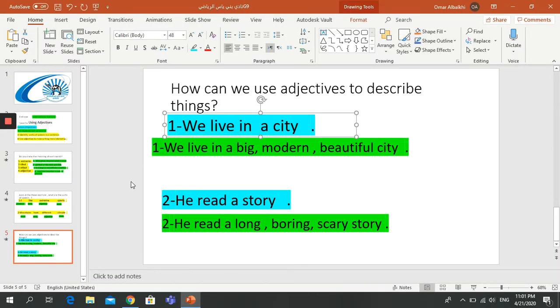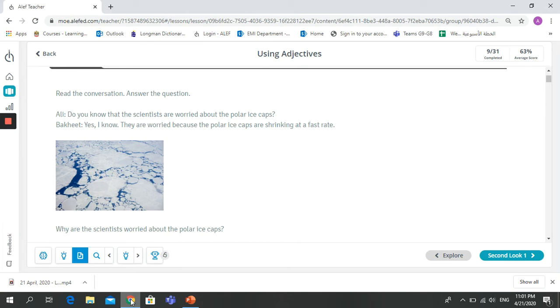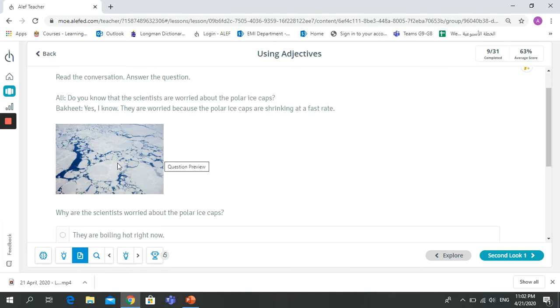Now let's do more exercises discussing the idea of adjectives. Okay. Question number one. Read the conversation, answer the question. Ali, do you know that the scientists are worried about the polar ice caps? Look at this picture. We have some ice here, and it is in the North Pole or maybe in the South Pole at the very far point of the Earth.